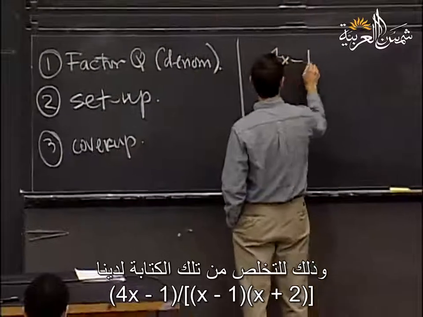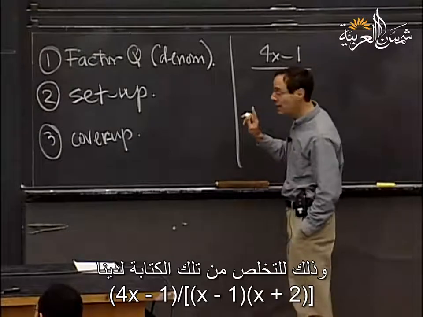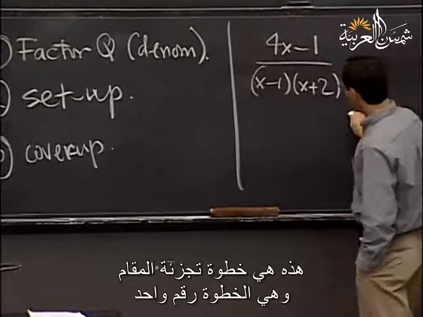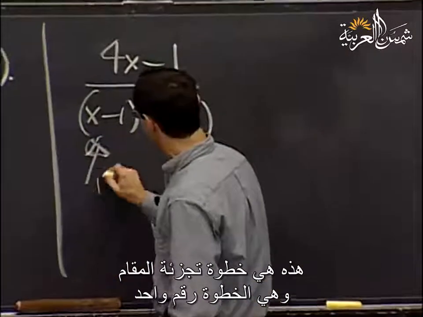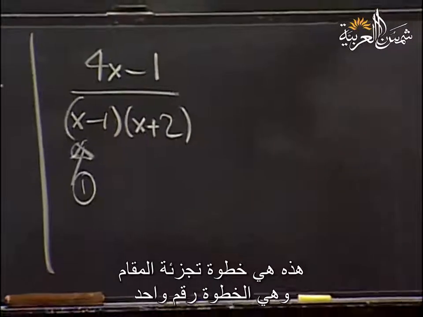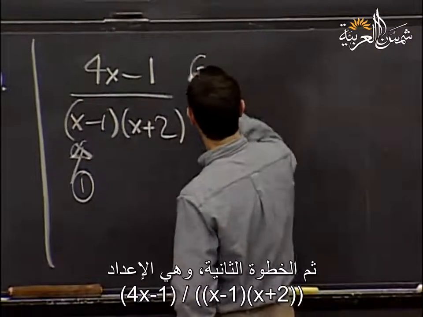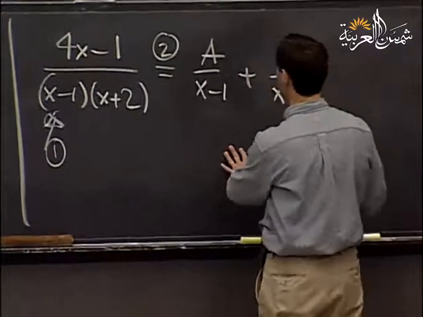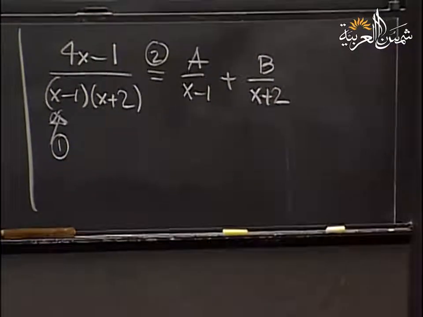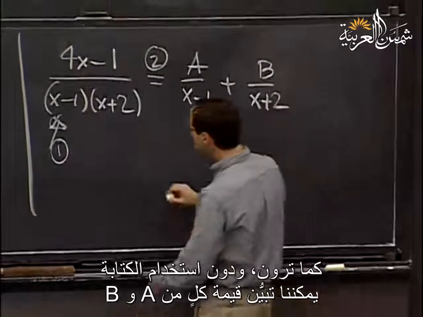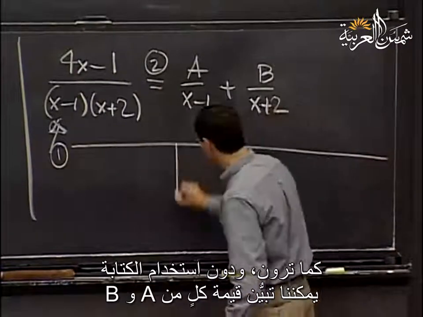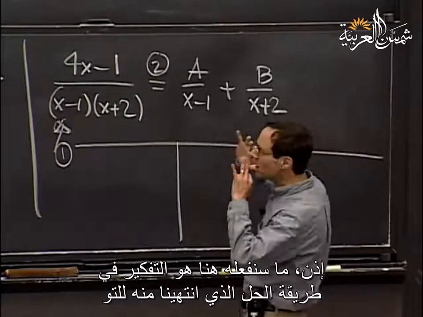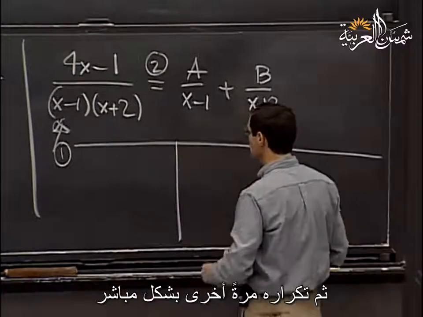So now let me perform it for you again over here. So it's 4x minus 1 divided by, so this is to eliminate handwriting. It makes it much faster. So this part, just factoring the denominator, that was step 1. And then step 2, again, is the setup, which is setting it up like this. All right, that's the setup. And now I claim that without writing very much, I can figure out what a and b are just by staring at this. So now I'm just going to think what I did over there, and I'm just going to do it directly.